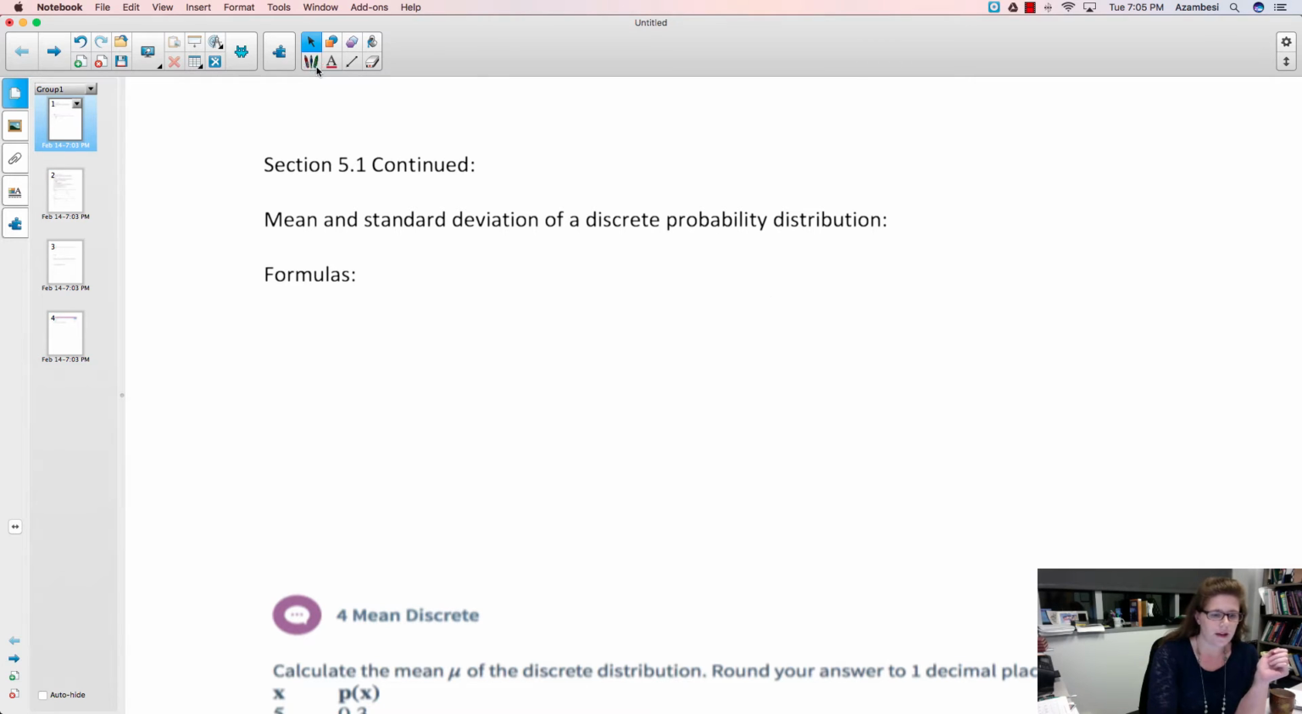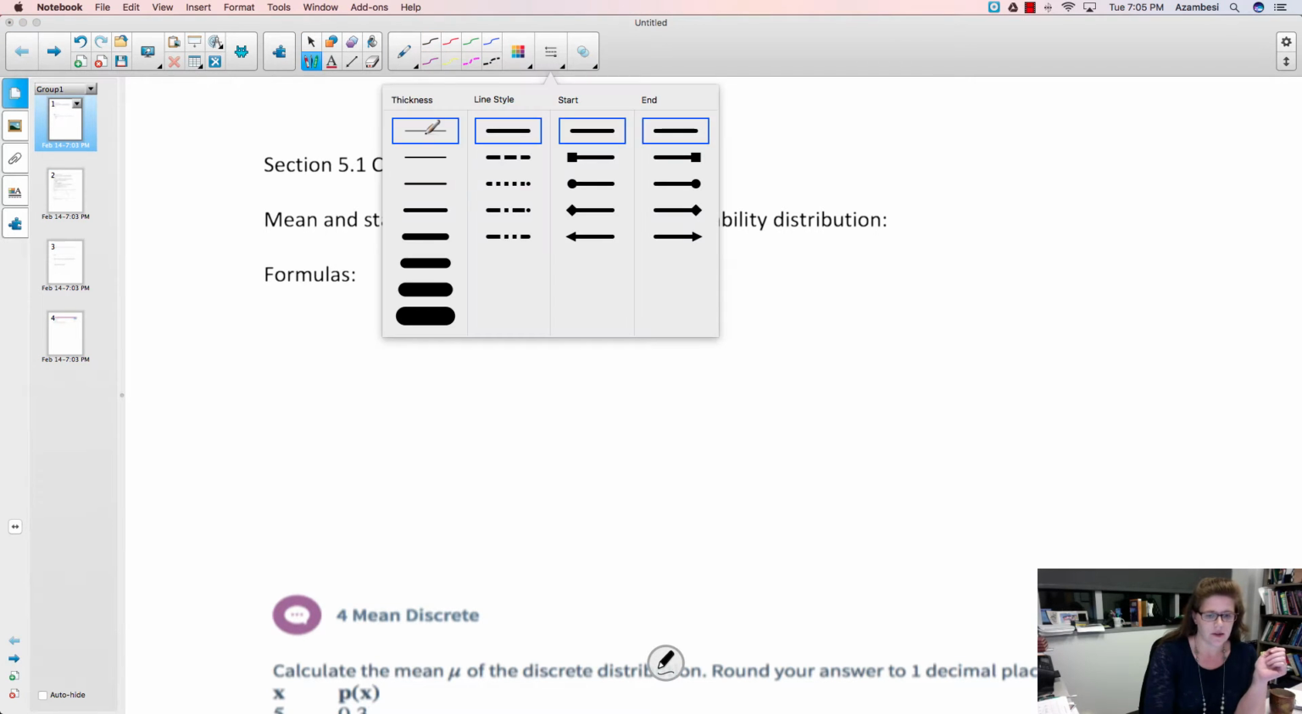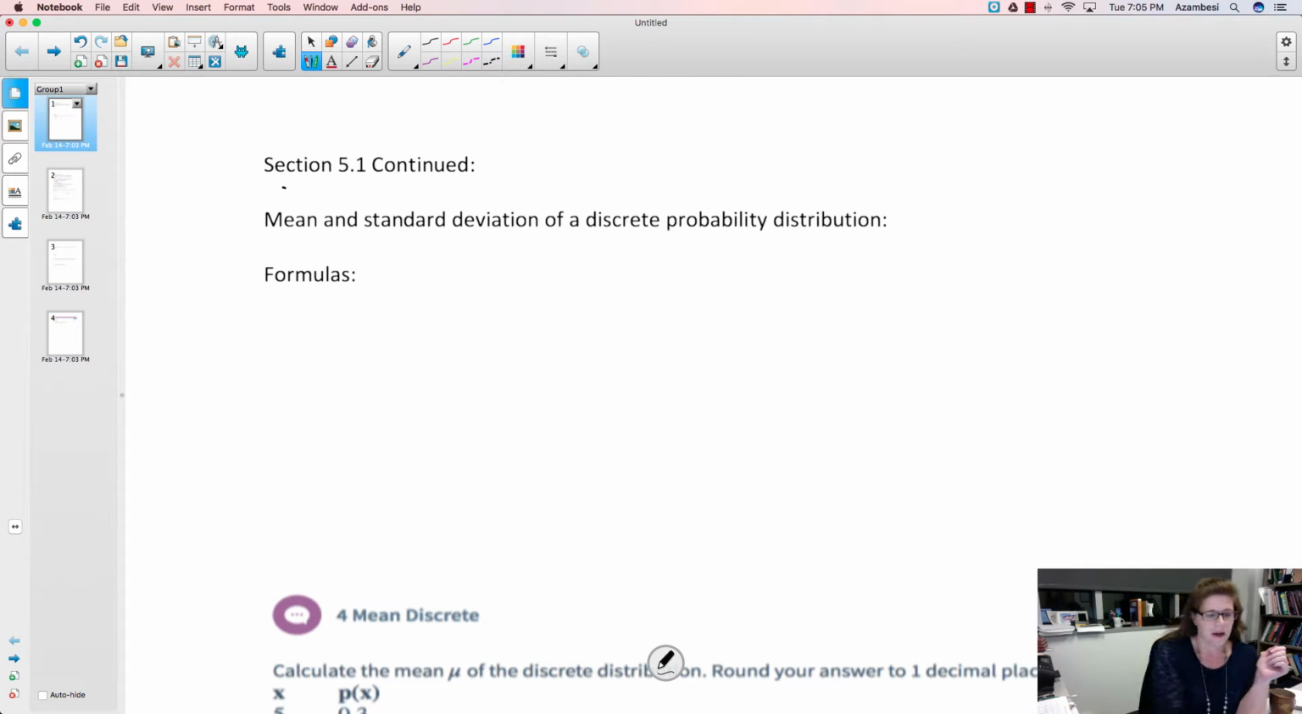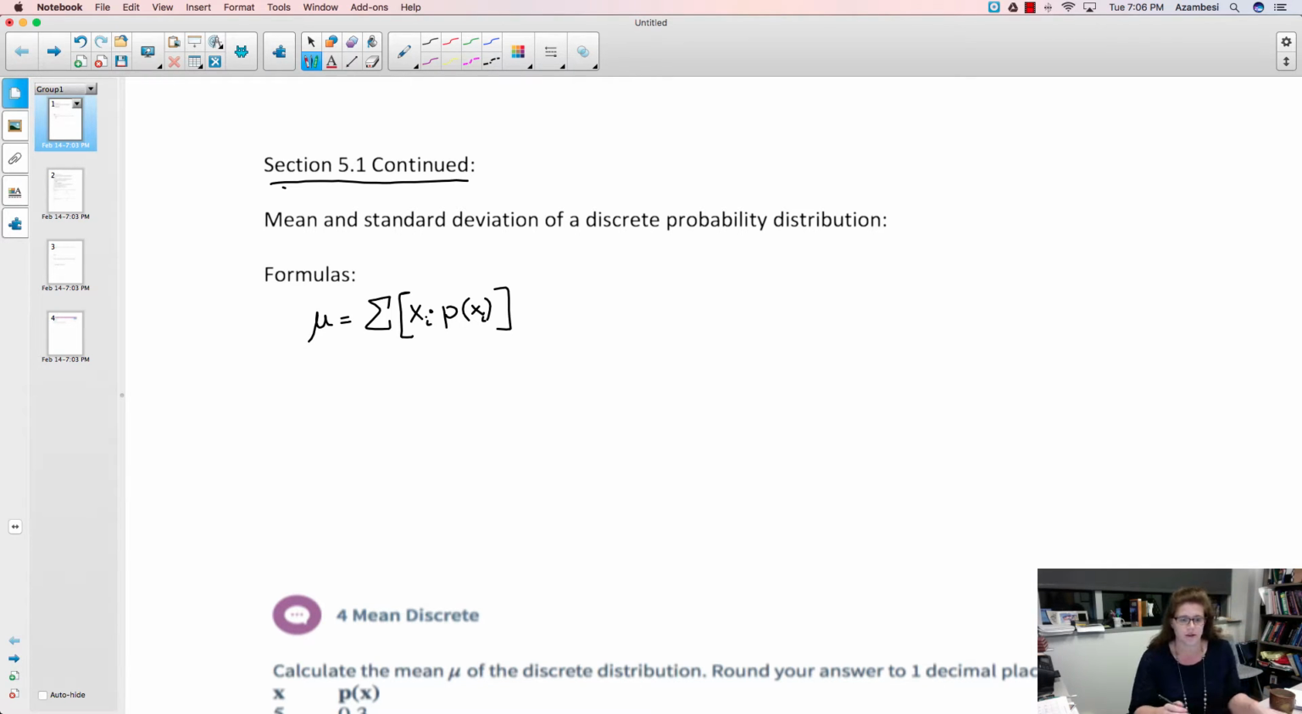So we left off in class on Tuesday, which for me is today, on section 5.1, and we were talking about a mean and a standard, oh actually we hadn't talked about a standard deviation yet, but we were talking about the mean of a discrete probability distribution. So for reminder, the formula for a mean for a discrete probability distribution is mu, and it's equal to the sum of x times p of x, and the formula sheet itself has little i's, which means each value of x as you go forward.